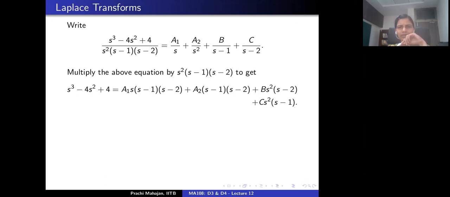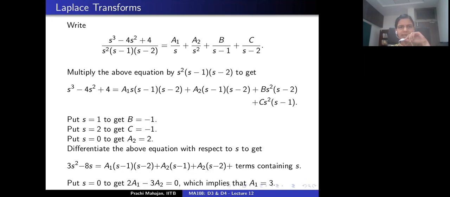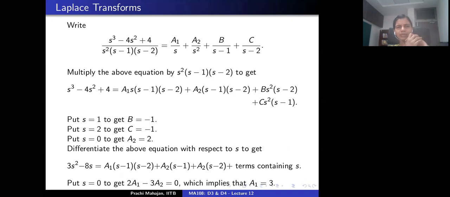So how do I find these constants? I plug in. If I plug in s equal to 1, then I will get b. Similarly, you put s equal to 2 to get c, correct? All other terms vanish. And likewise, put s equal to 0 to get a2, right? Still need to determine a1.